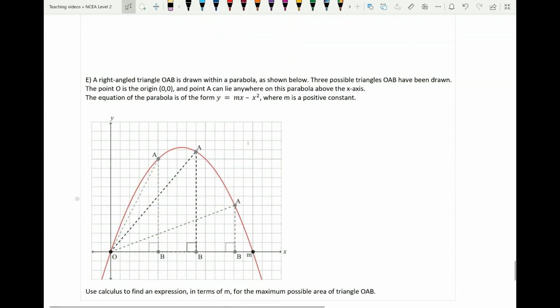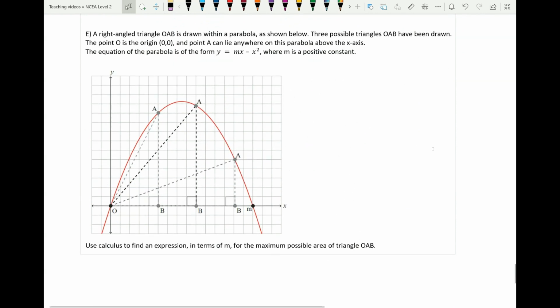On to the last question now. A right-angled triangle OAB is drawn within a parabola as shown below. 3 possible triangles OAB have been drawn. The point O is on the origin 0, 0, so that's here. And point A can lie anywhere on this parabola above the x-axis, so we can see those there.